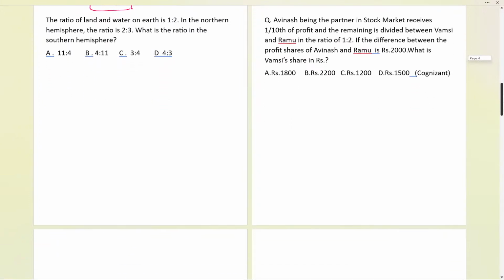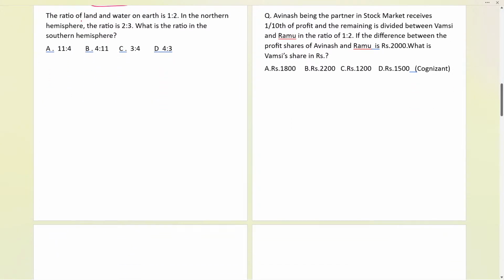Okay, now let us move to the next question. The second question: the ratio of land and water on earth is 1:2. Try this question. You have 1 minute.